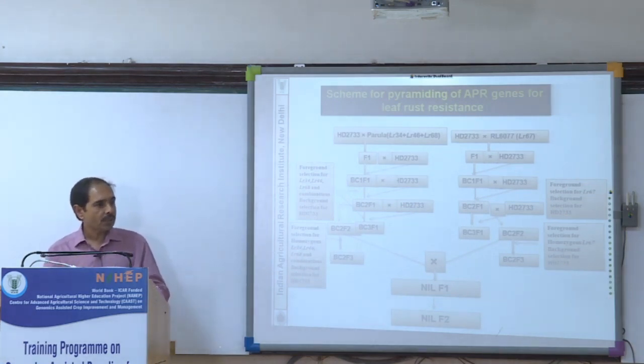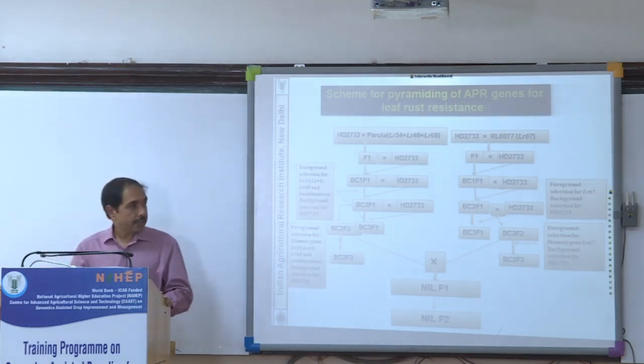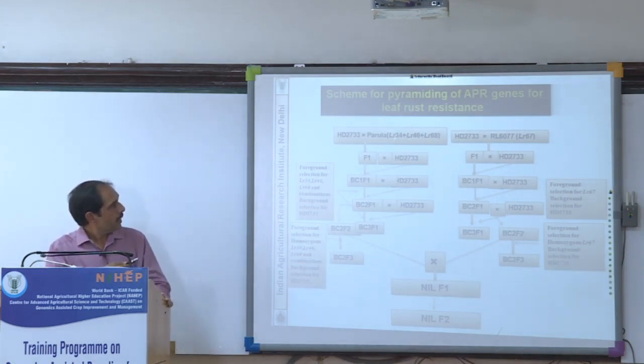So here markers are more important. If we have good markers, linked markers, or gene-based markers, for LR34 we have gene-based markers, you can use those markers and transfer genes, because one gene is not very effective. Here we have used LR34, LR46 and LR68. Individually these genes are not very effective. They cannot protect the crop. But this is the line Parula, which carries all three genes. So Parula shows a very high degree of resistance. It's highly resistant to leaf rust, and this is because of these three genes. So we used this as a donor parent and then transferred these genes into SD2733.